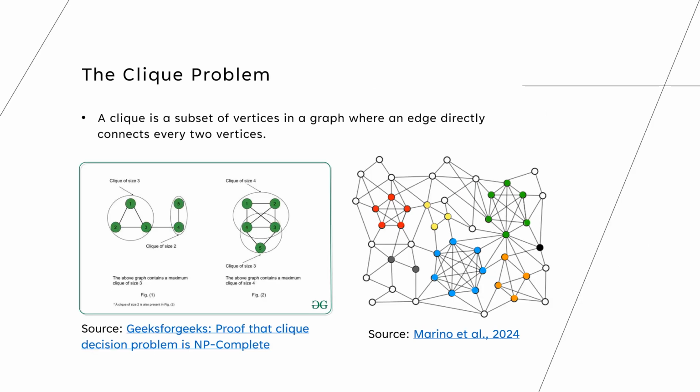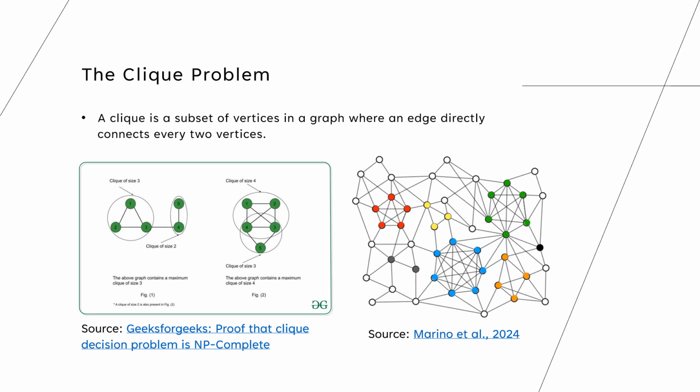Okay, what is a clique? A clique is a subset of vertices in a graph where an edge directly connects every two vertices. So as you can see in the graph, first of all, you can see the clique of 3. In the first circle, there are 3 dots connected with each other. And in the second circle, there's a clique of size 2. And continuing, you can see the clique of size 4. And below you can easily find this clique of size 3.